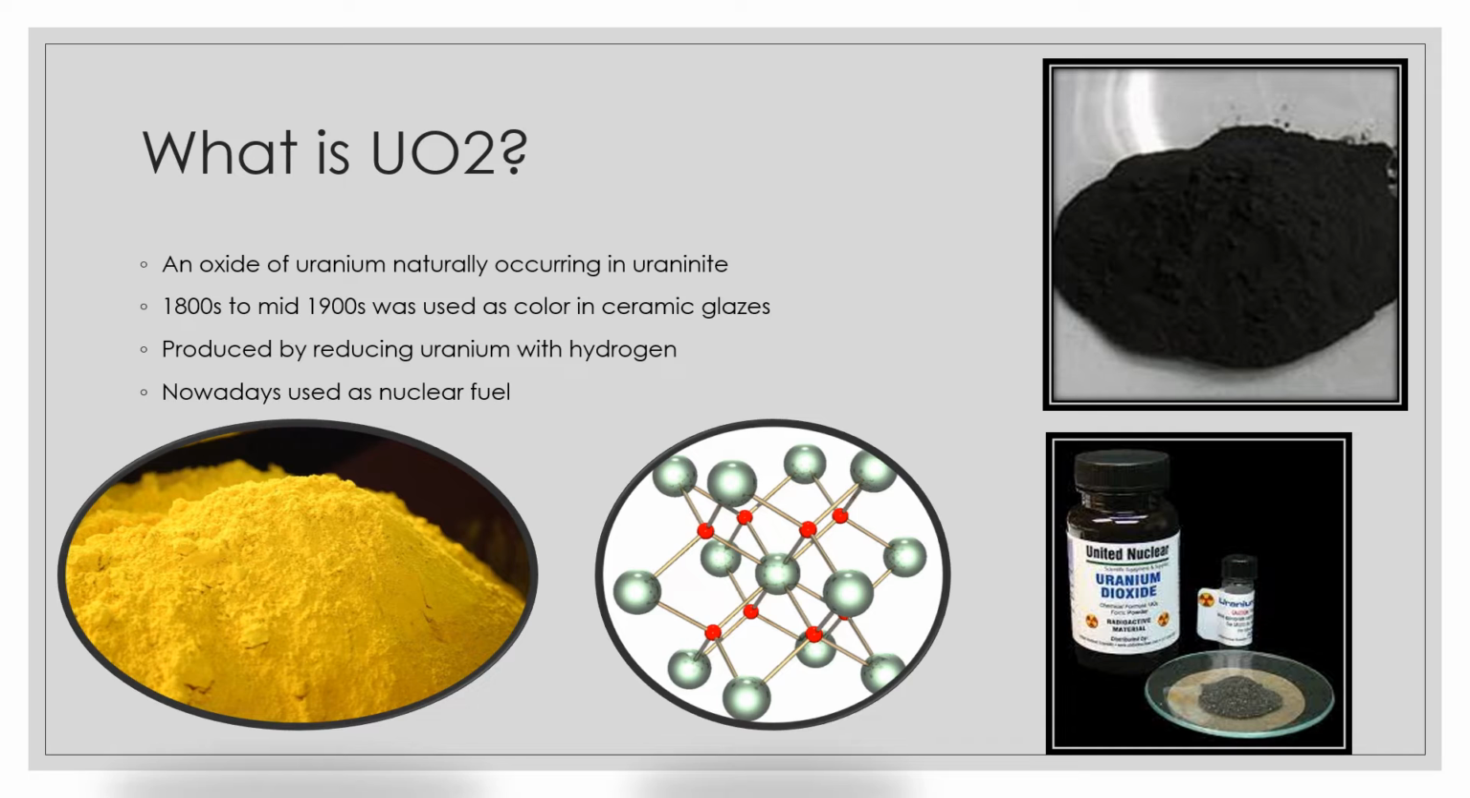Uranium oxide was used to color glass and ceramics prior to World War II. Again, until they found out what radioactivity was doing to people, and then it was basically stopped.